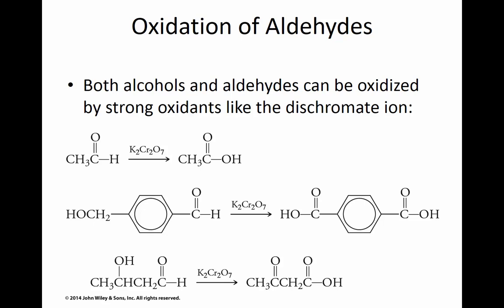So both alcohols and aldehydes can be oxidized by strong oxidants like our dichromate ion here. So you can see here's an aldehyde. With some dichromate we can make an acid. We have an alcohol on one end of this molecule, an aldehyde on the other. We hit it with a bunch of dichromate, we get a diacid. We have an aldehyde and an alcohol in this molecule. We get a carbonyl group in the middle, and we get an acid on the end.